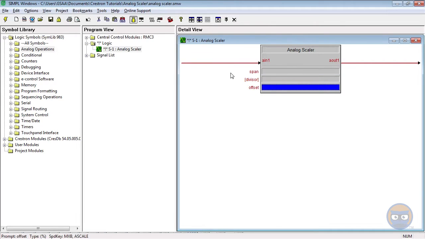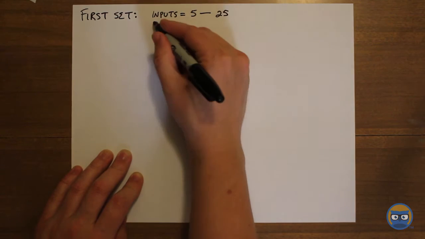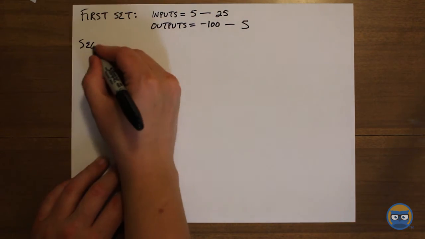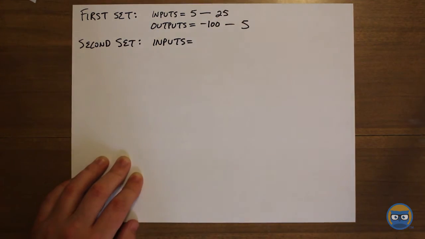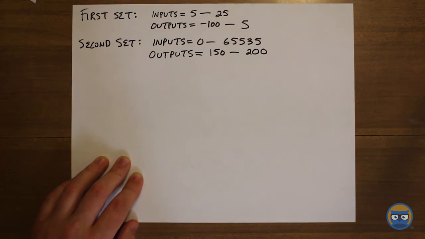The three parameters are probably the most crucial part of the symbol because they define how the analog output behaves. To make this as simple as possible, I'm just going to tell you how you can get these three parameters. It takes a little bit of math, but it's totally worth it. For this example, we're going to have two sets of inputs and outputs. The first set will have 5 to 25 as the input and negative 100 to 5 as the output. The second set will have 0 to 65,535 as the input and 150 to 200 as the output.